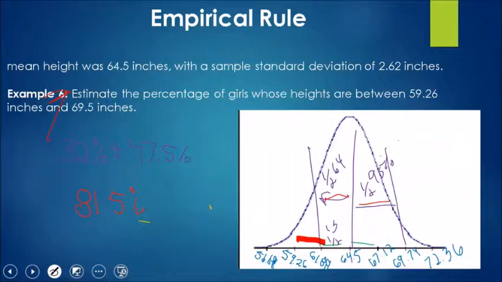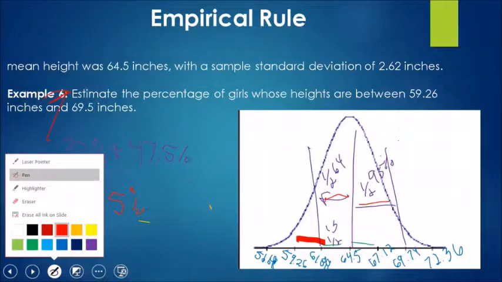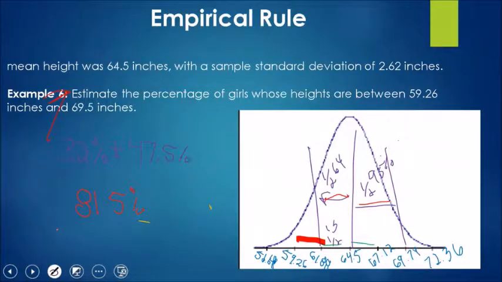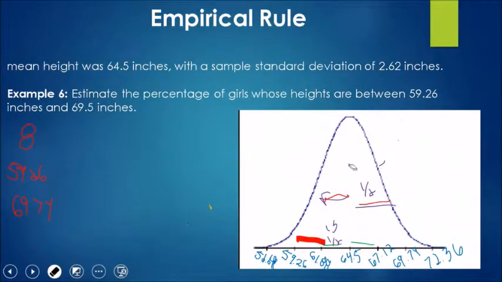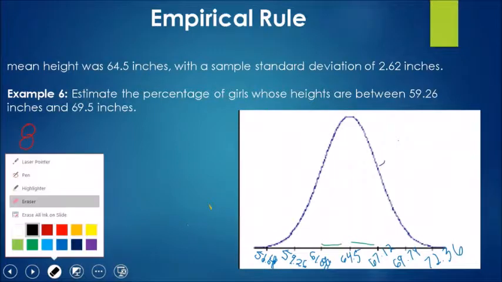What does example 8 ask us to find? The percent of girls, right? Percent of girls between what and what? 59.26 and 69.74. So even though the slide says we're on example 6 and 7, we're actually on example 8, because it has the exact same numbers at the bottom of the graph that I have up here. You can write them on your paper pretty quickly and easily.